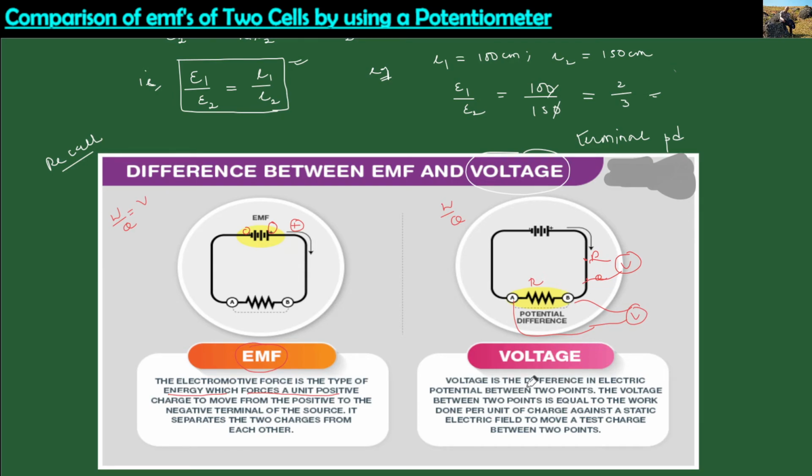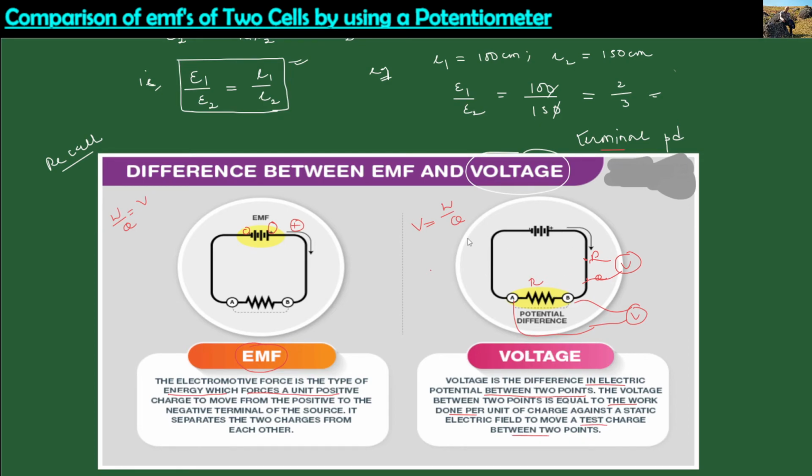So voltage or terminal potential difference in an electric circuit, it is between what? It is between two distinct points in an electric circuit. It is equal to what? It is equal to the work done per unit charge. Work done per unit charge is nothing but voltage. That is why voltage is joules per coulomb. Then against a static electric field to move a test charge between these 2 points.